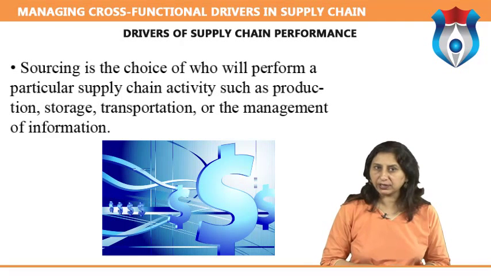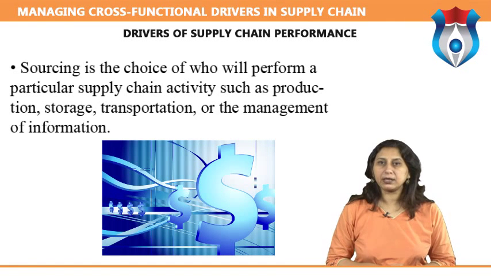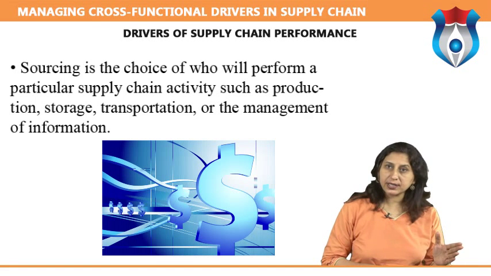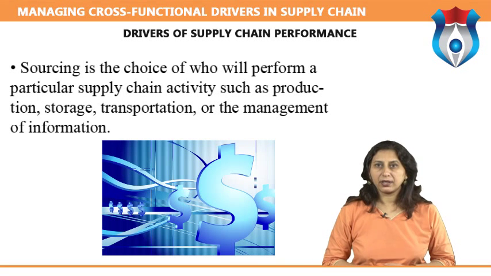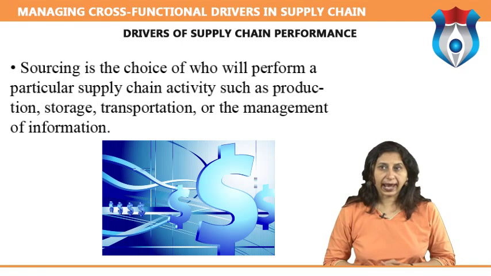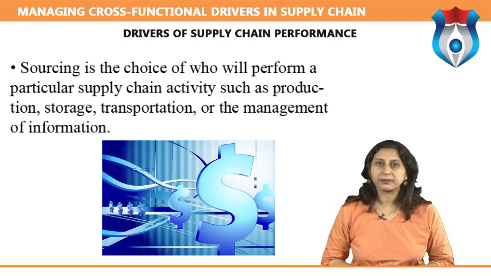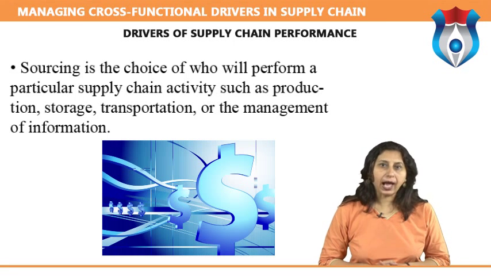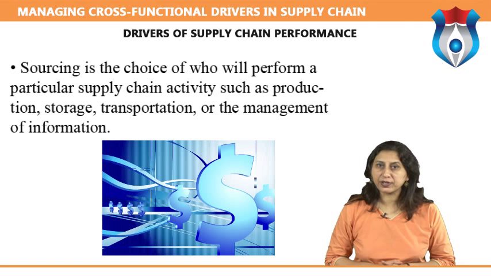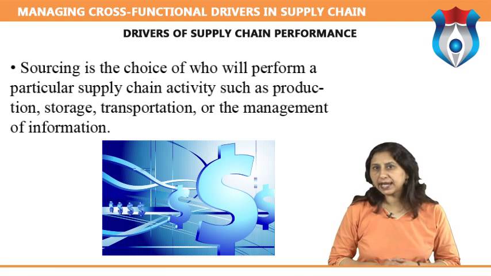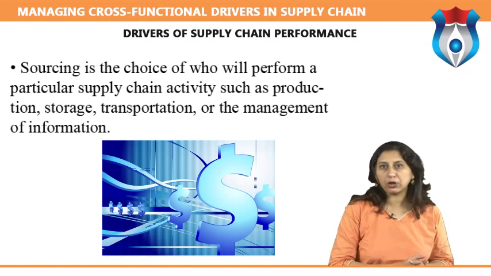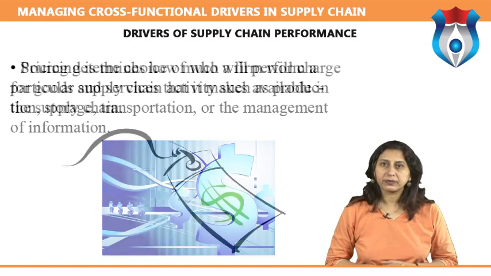At the strategic level, these decisions determine what functions a firm performs and what functions the firm outsources. Sourcing decisions affect both the responsiveness and efficiency of a supply chain. After Motorola outsourced much of its production to contract manufacturers in China, it saw its efficiency improve, but its responsiveness suffer because of the long distances.